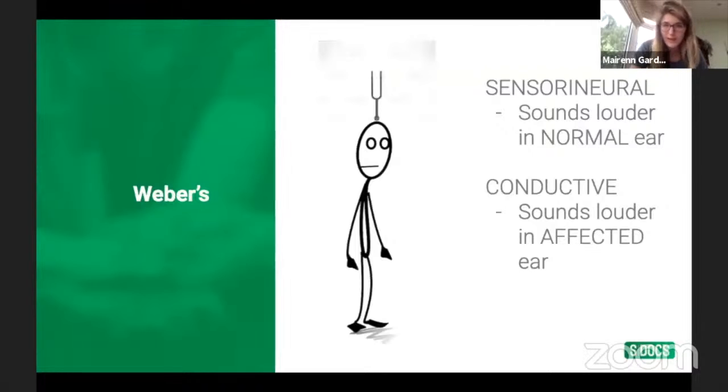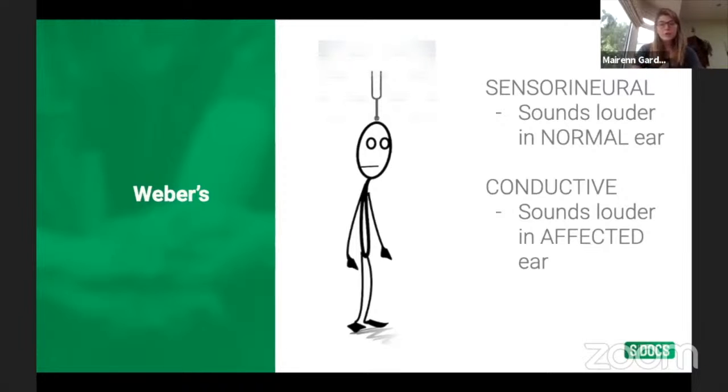So you start off with Weber's test. With Weber's test, as you can see in this diagram that I've created here, you put the tuning fork on the top of the forehead. If their hearing is normal, what you will find is that the sound is equal in both ears. If it's abnormal, the sound will localize to one ear rather than the other. If it's sensory neural hearing loss, so a problem with the inner ear, so the nerve or the cochlea, the sound will appear louder in the normal ear. Whereas if it's conductive, so a problem with the outer or middle ear, the sound will be louder in the affected ear.